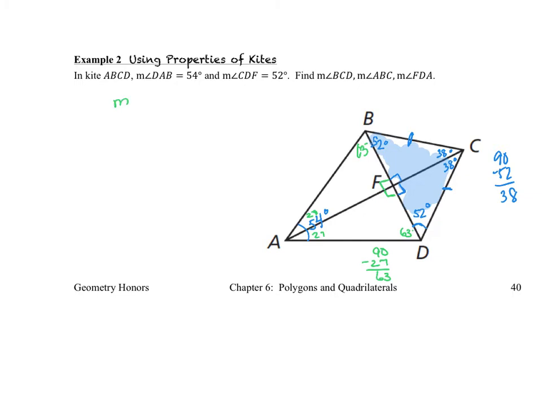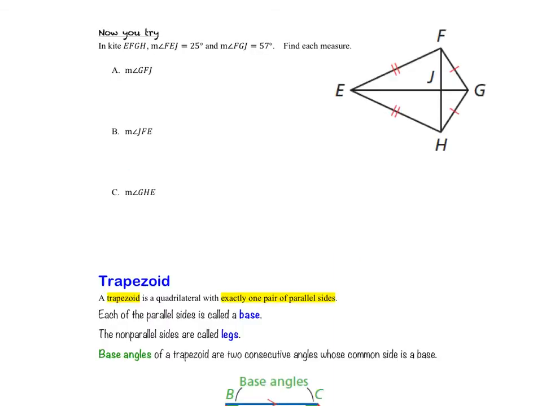And so to answer the actual question, measure of angle BCD, that was 38 and 38, which would be 76 degrees. Measure of angle ABC, that is, I can't read my writing, 63 and 52, which is 115 degrees. And measure of angle FDA is 63 degrees. So notice I used isosceles triangles to help me get those angle measures.